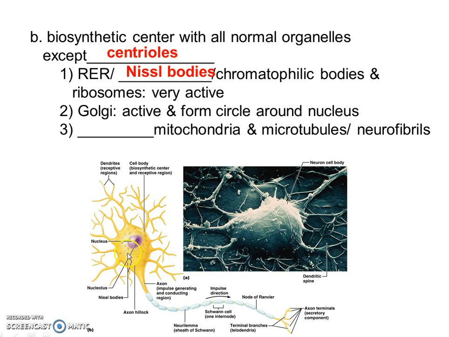The Golgi apparatus is very active and it actually forms a circle around the nucleus. There are increased mitochondria because you're going to need lots of energy to fuel this very active cell.